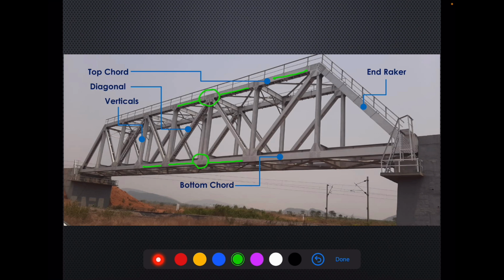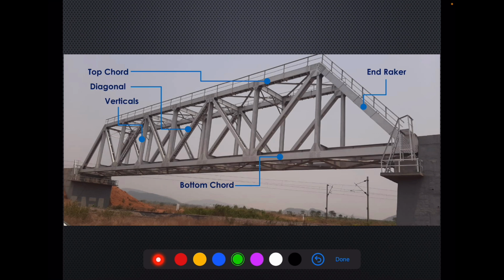Now, with this knowledge, you may also understand that we can achieve some economy in designing the bottom chord or top chord, keeping the sections heavier for the middle portion, then lighter for the next two panels, and lightest at the end. So like this, we can economize also. So this was about the top chord and bottom chord.